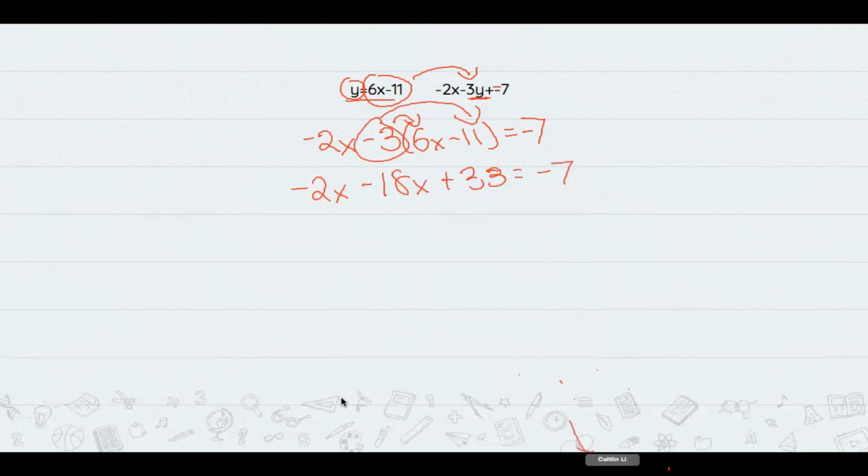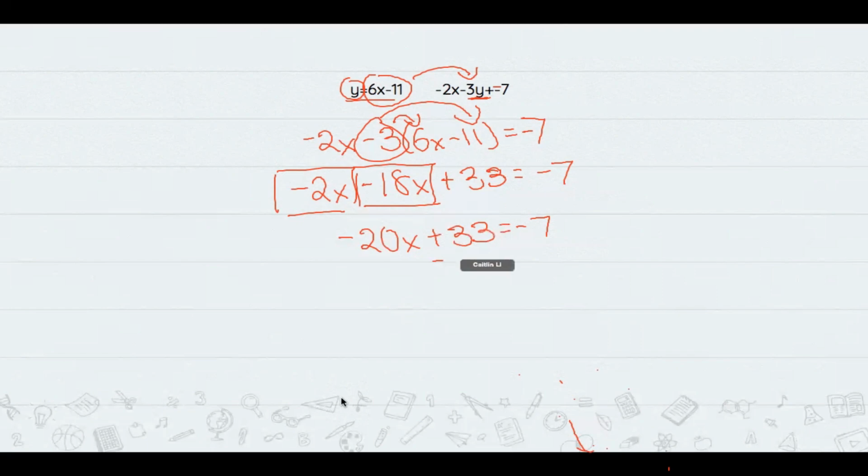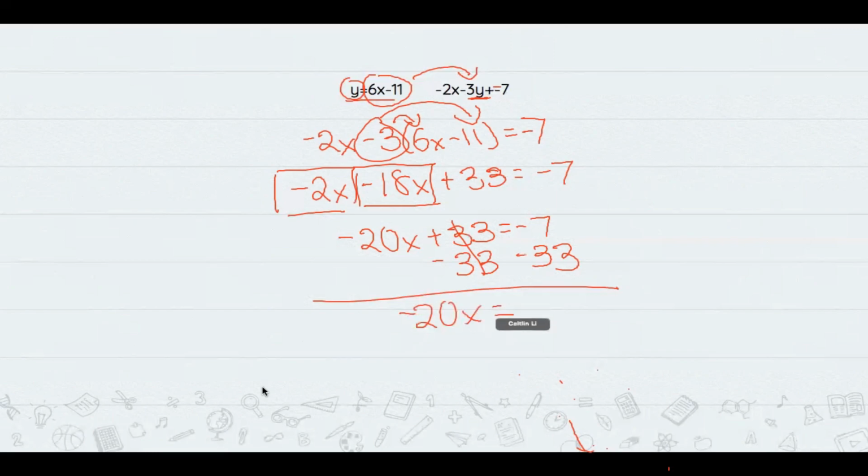Now we are combining like terms, which is our negative 2x and our negative 18x, which will give us negative 20x. And we bring everything down. And then we get rid of 33 to get negative 20x alone, on both sides. And negative 20x will be moved down. And now combining negative 33 and negative 7, it will turn into negative 40. And then we divide negative 20 on both sides to get x alone. And negative 40 divided by negative 20 will equal 2.